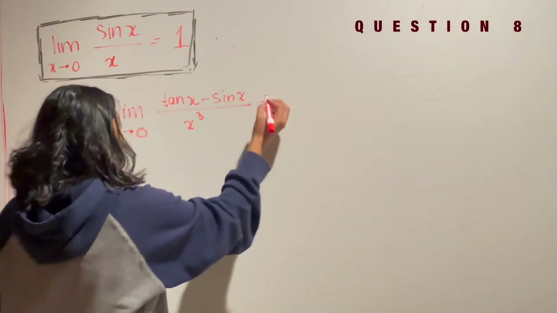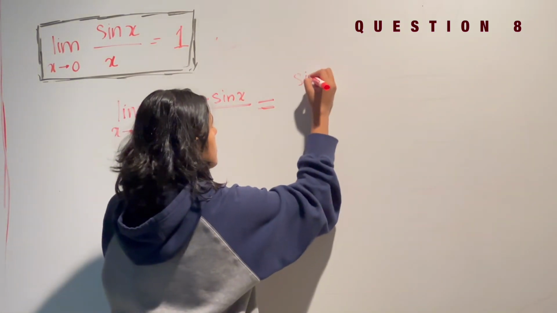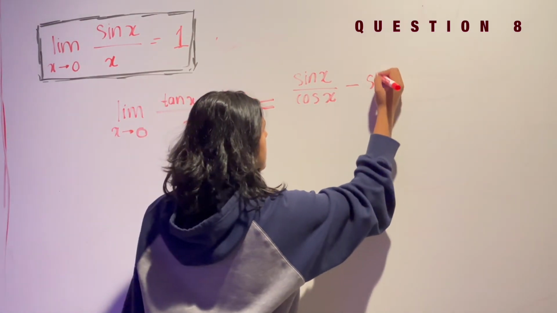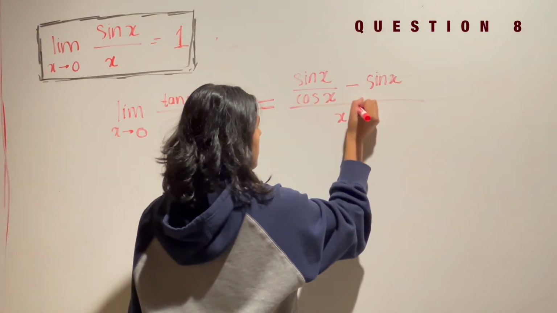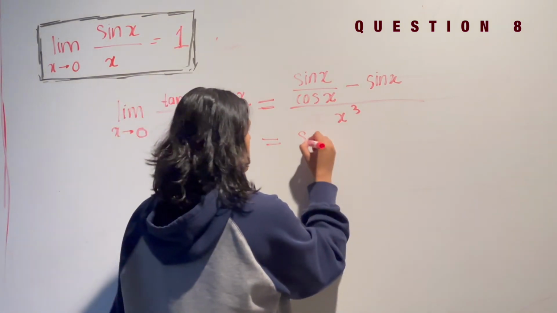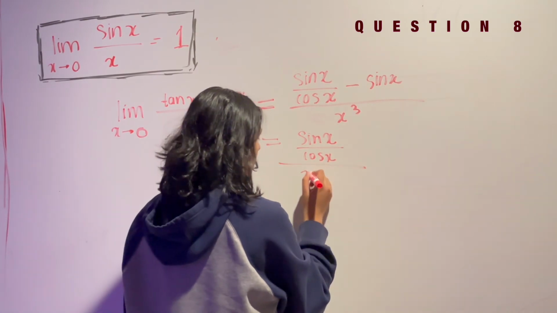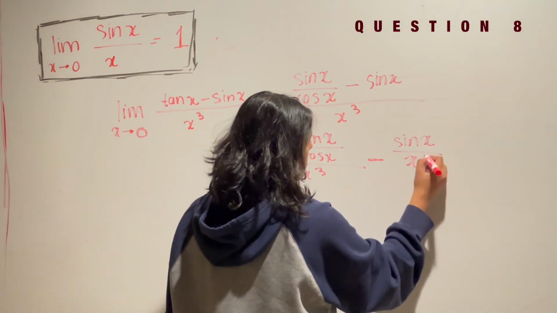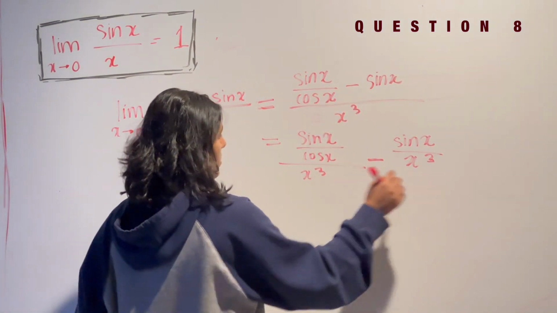Alright, this is equal to the limit of tan x, which is written as sin x over cos x, minus sin x, over x cubed. We can also rewrite this as (sin x over cos x) over x cubed minus sin x over x cubed. I just distributed this for each of the terms since there are 2 terms.